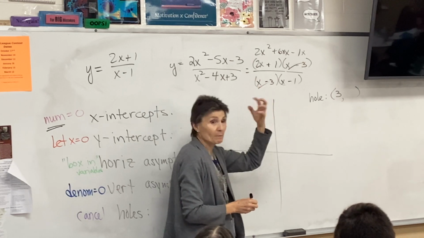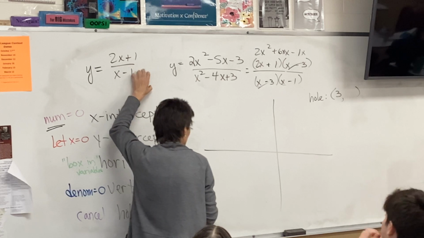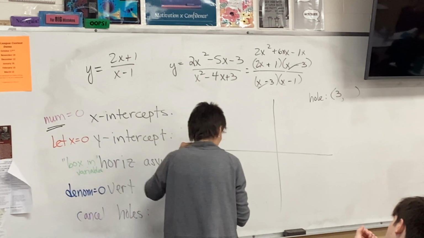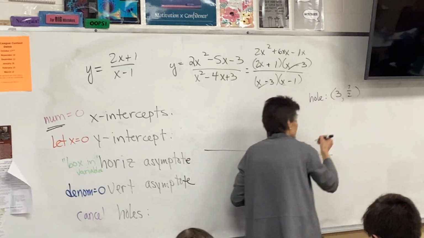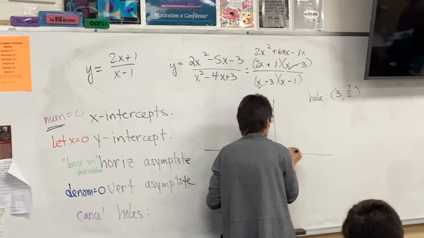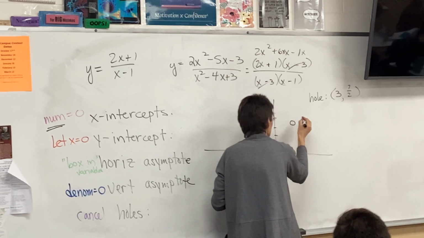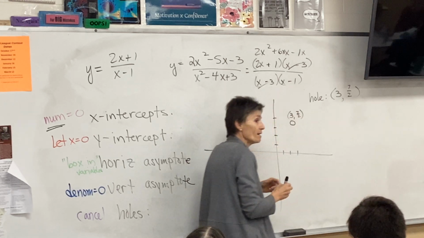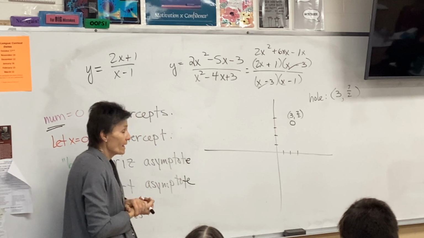But now I have to plug it in. And I plug it in right here. So what happens when I plug 3 in for my x's? You get 7 over 2. So that means on my picture, I'm going to have an open dot at 3 comma 7 halves, and 7 halves is 3.5. So 3 comma 3.5.